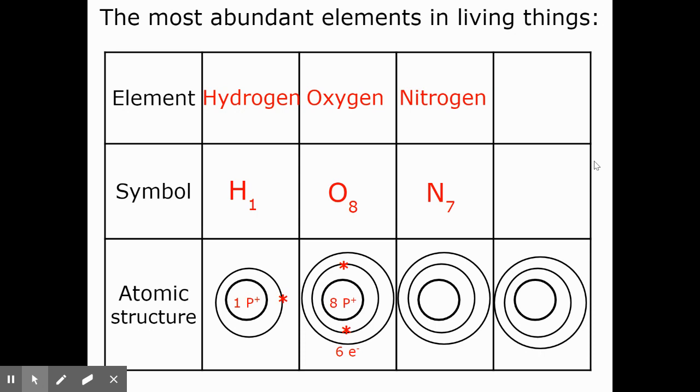Nitrogen, 7. So it has 7 protons, meaning 2 in the first shell and 5 in the second shell. Carbon has an atomic number of 6, so it has 6 protons. That means it also has 6 electrons, 2 in the first shell, 4 in the second shell. And that's how it works: 2, and then you could have 8, like that.